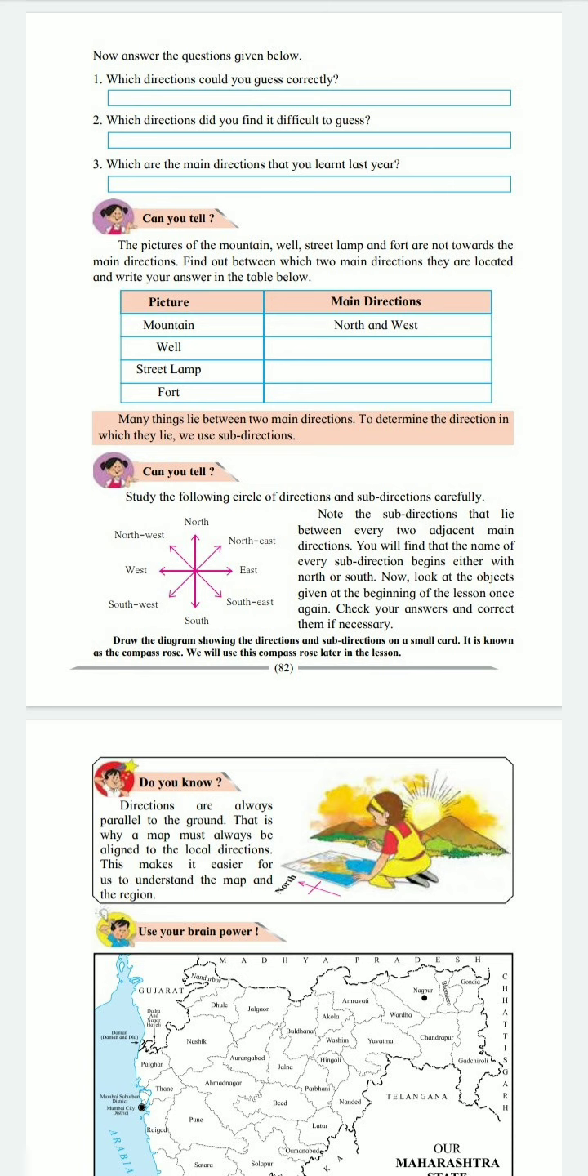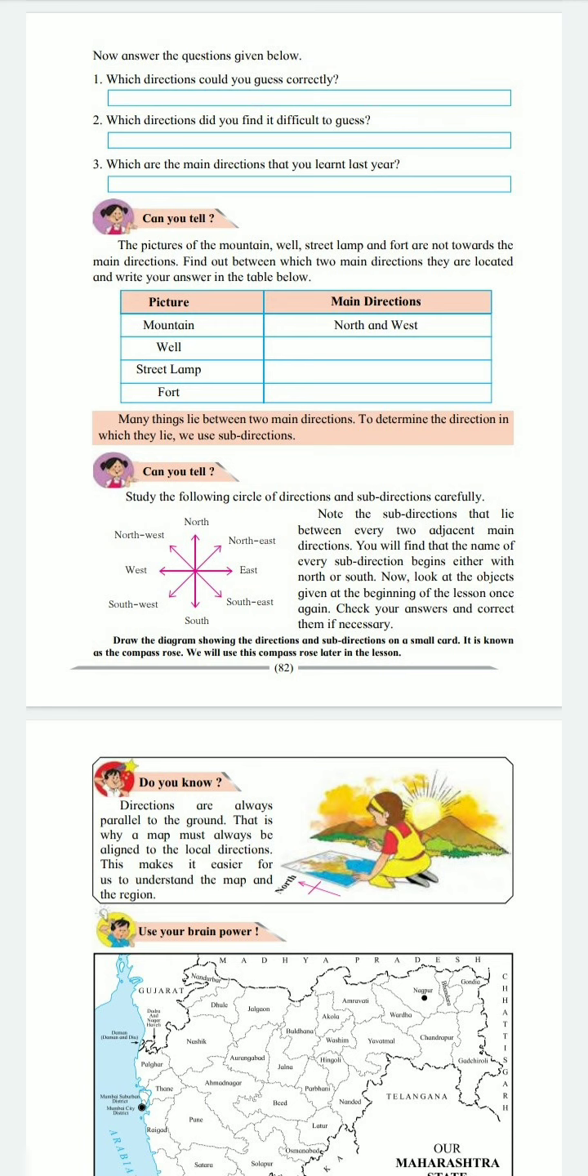Many things lie between two main directions. To determine the direction in which they lie, we use sub-directions. Can you tell? Study the following circle of directions and sub-directions carefully. Note the sub-directions that lie between every two adjacent main directions. You will find that the name of every sub-direction begins either with north or south. Now, look at the objects given at the beginning of the lesson once again. Check your answers and correct them if necessary.